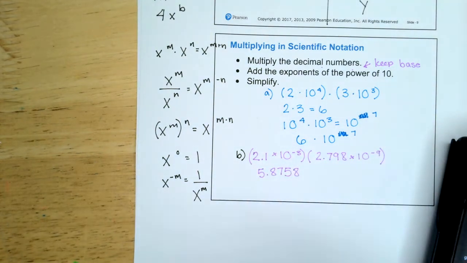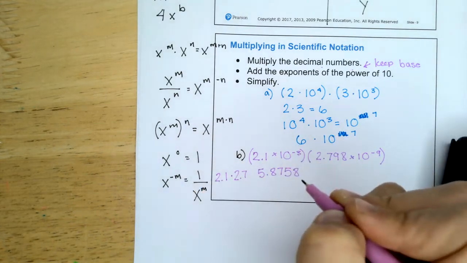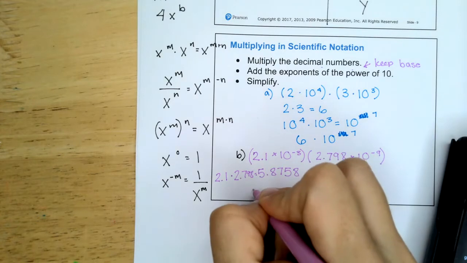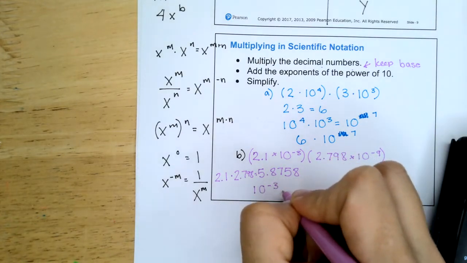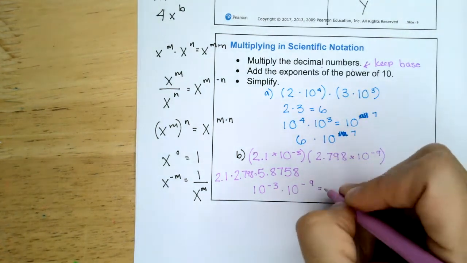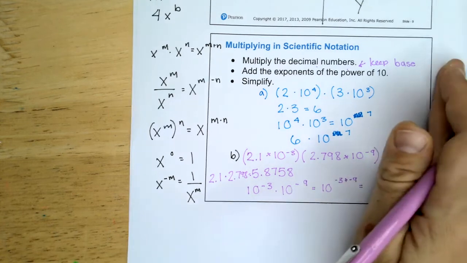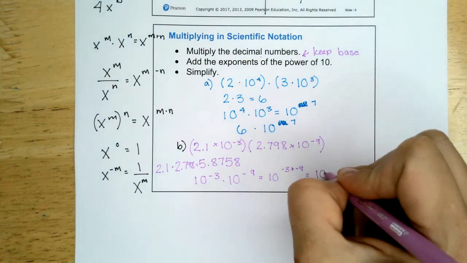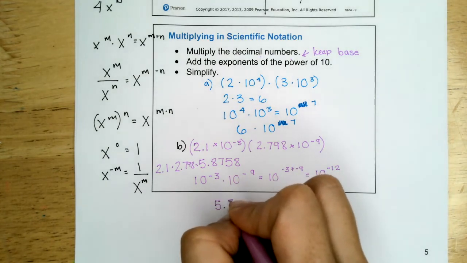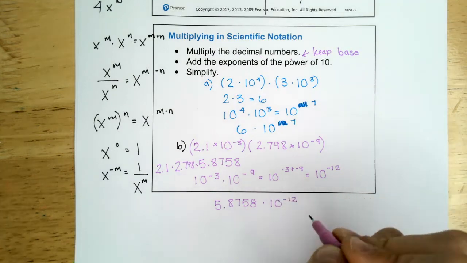Good. Sorry, I should explain what I did. That was 2.1 times 2.798 equals that number. Take your bases of 10. 10 to the negative 3 times 10 to the negative 9th is 10 to the negative 3 plus negative 9, right? So that becomes 10 to the negative 12th. Put those together. So we got 5.8758 times 10 to the negative 12th.